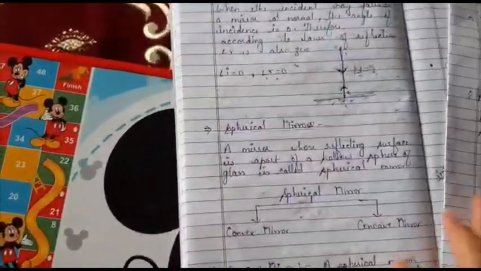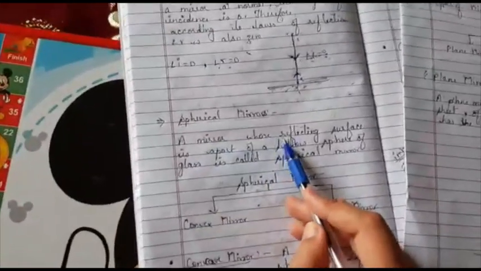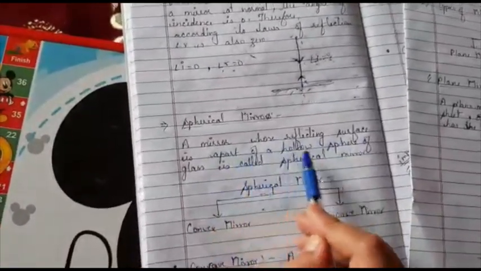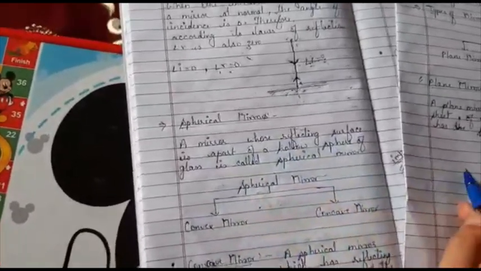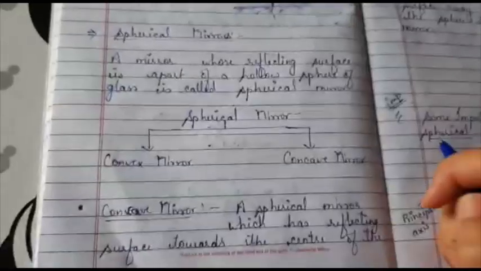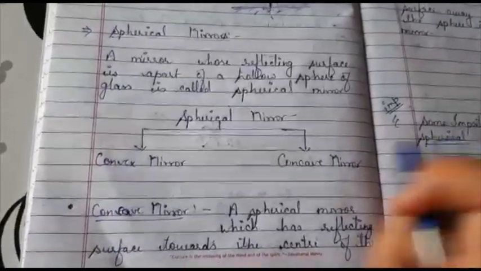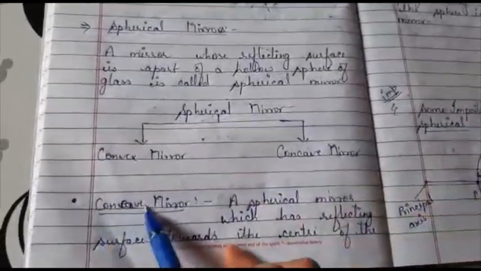Then the second one is spherical mirrors. A spherical mirror is a mirror whose reflecting surface is a part of a hollow sphere of glass. There are two types of spherical mirrors. Number one is a convex mirror and another one is a concave mirror. So the first one we are going to study is the concave mirror.